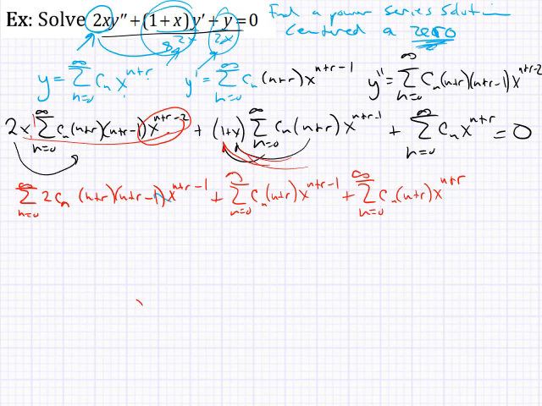This is where not having a big whiteboard is kind of difficult. I'm trying to squeeze all this in here. We still have this last series here, so let's say the sum of n equals 0 to infinity of c sub n x to the n plus r. And this should equal 0.